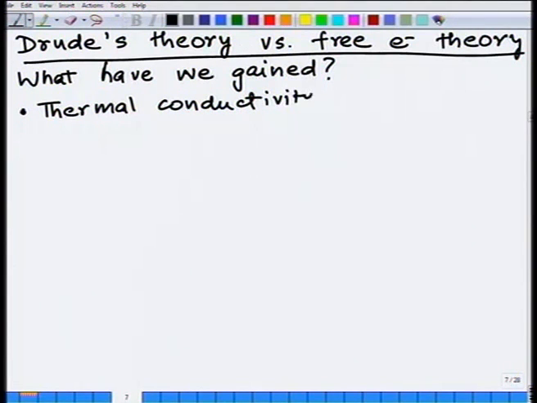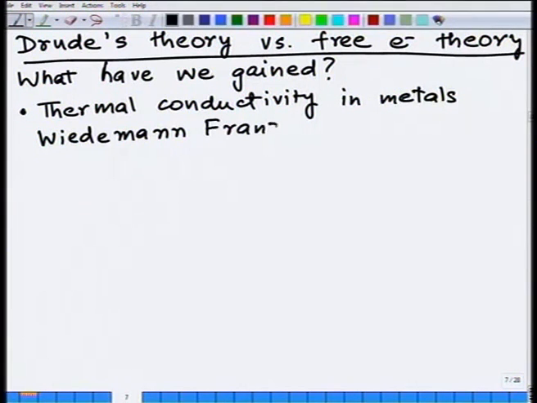In metals. In particular, I am going to talk about what is called the Wiedemann-Franz law. Let me try to show you what we have gained.